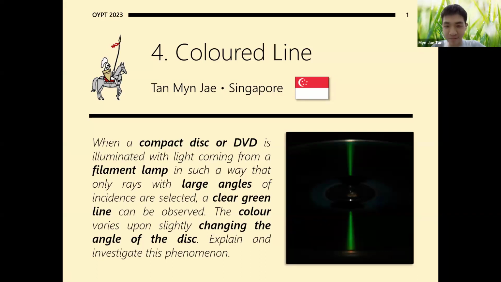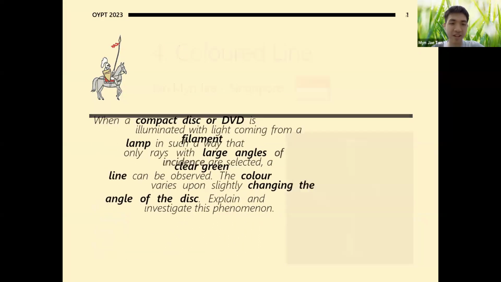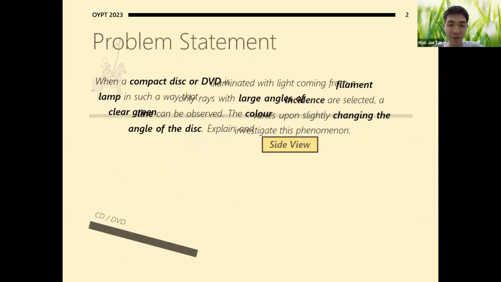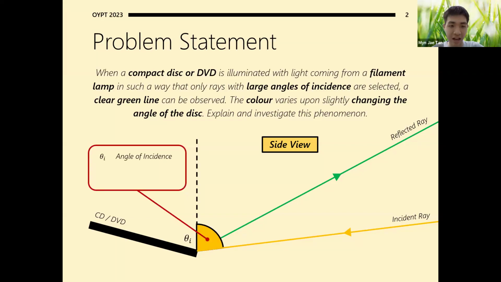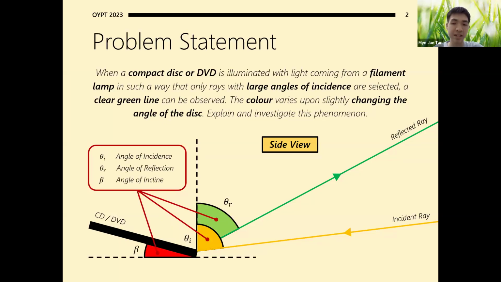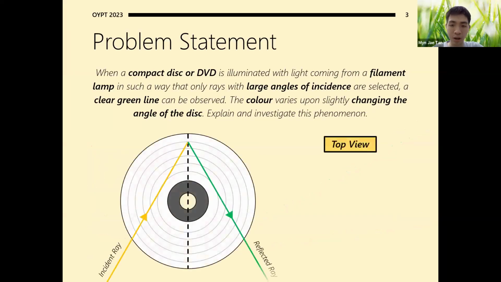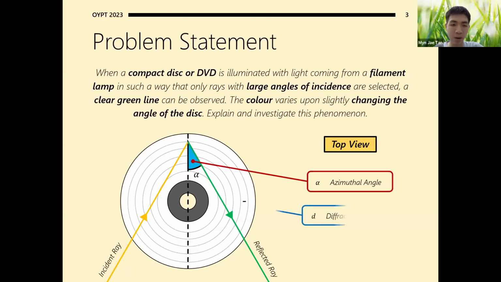So firstly, let's look at the relevant parameters for this phenomenon. For the relevant parameters, we have the incident angle, which is defined as shown in the diagram, the reflected angle, as well as the tilt angle of the optical disc. And then from the top view, we have the azimuthal angle, which is the angle between the line and the camera or the light source, as well as the diffraction constant, which is the pitch spacing of the disc.